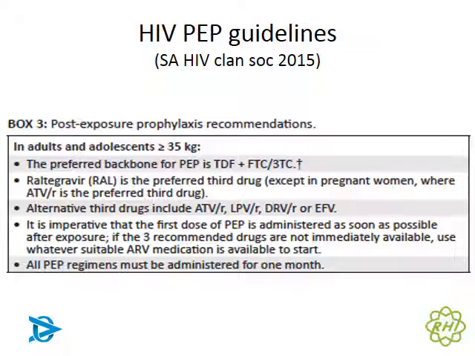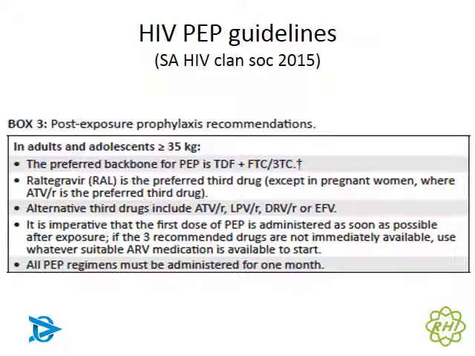In the private sector, the preferred backbone is to give tenofovir and FTC, combined with raltegravir. We don't have that available in the public sector, so for post-exposure prophylaxis for HIV, we would usually use tenofovir and FTC, so Truvada, plus lopinavir/ritonavir. If the patient can't tolerate the lopinavir/ritonavir, either due to diarrhea or other side effects, you would use atazanavir/ritonavir in those scenarios.